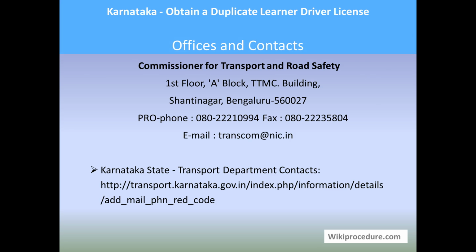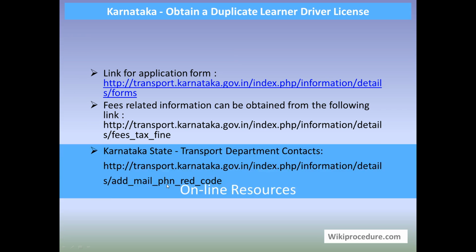Offices and contacts: Commissioner for Transport and Road Safety, TTMC Building, Shantinagar, Bangalore 527. PR board number, email details are provided here for verification and complaints. And the link provided below here will help you in reaching the contact details for Karnataka RTO. So we have explained it already.